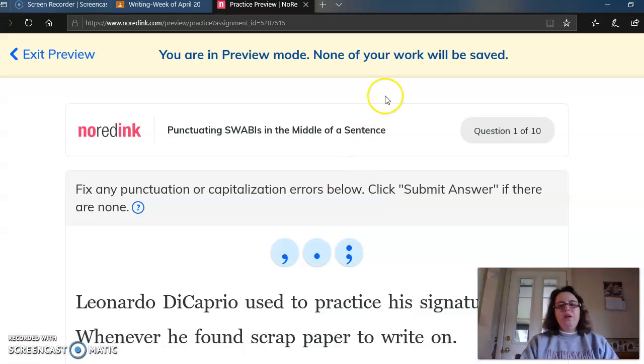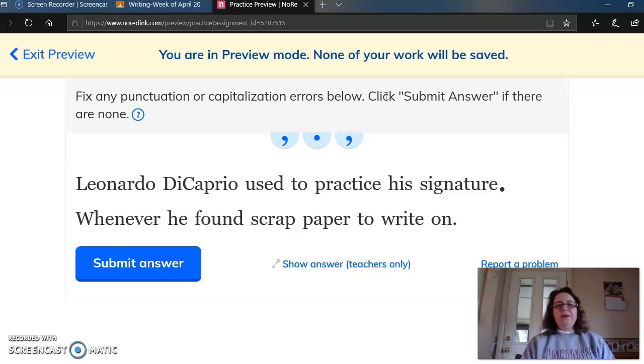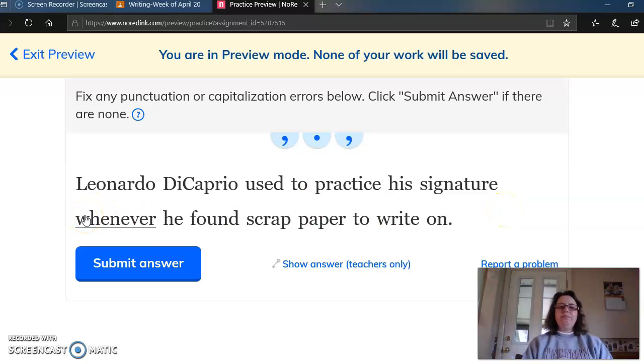Okay, so Leonardo DiCaprio used to practice his signature whenever he found scrap paper to write on. Okay, as I'm looking at this, I see that there's a problem. There should not be a period because the second part is a fragment, so I took that out. That means that whenever is lowercase. Now, let's do our test. Leonardo DiCaprio used to practice his signature. That can stand on its own as a sentence.